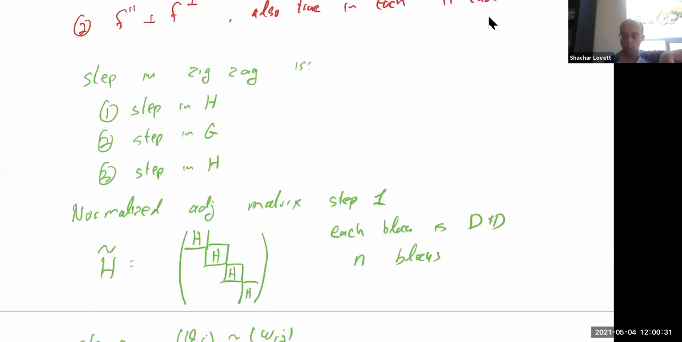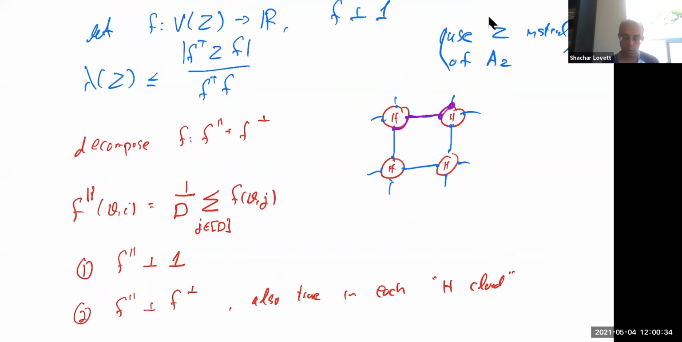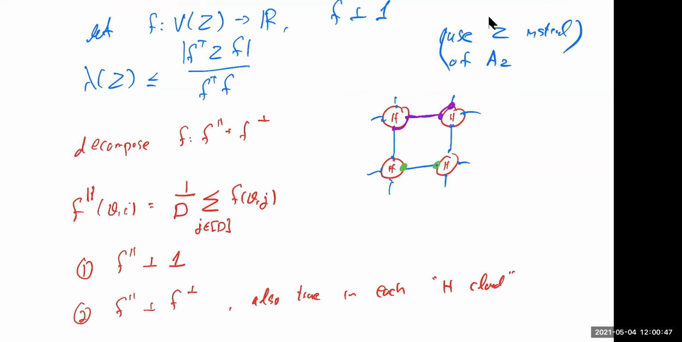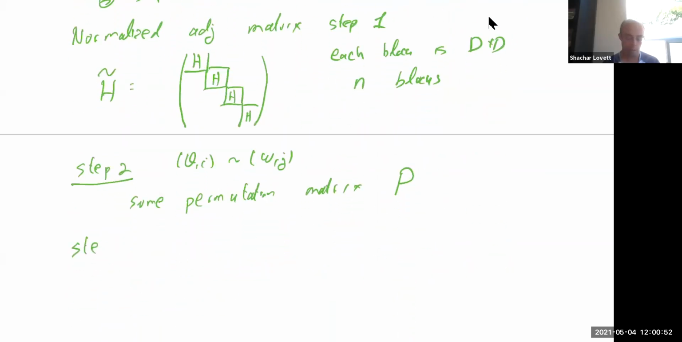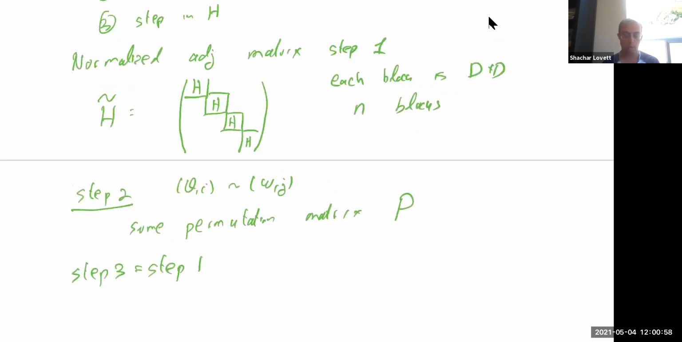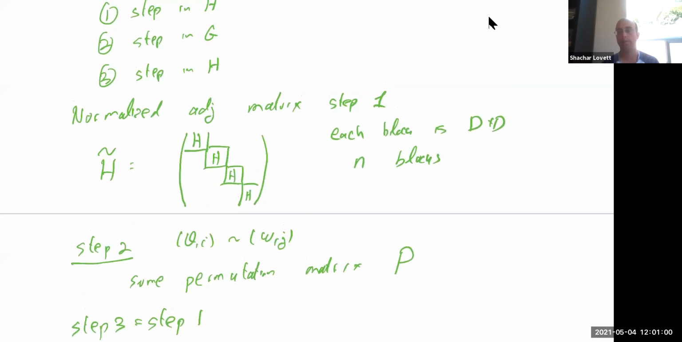Going back to the picture above, this step just goes from this node always to this node, and vice versa. It doesn't have one option or two; it's just a permutation, just some permutation matrix. And what is step 3? Step 3 is the same as step 1, because the third step is just another local step inside H. So we take a local step inside H, then a deterministic step based on G, and then another local step inside H.